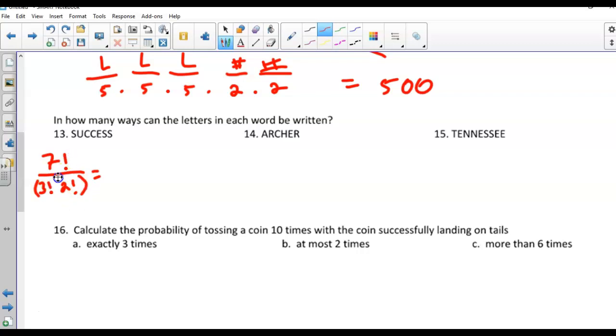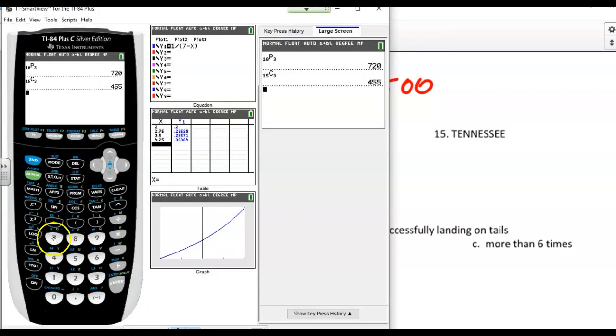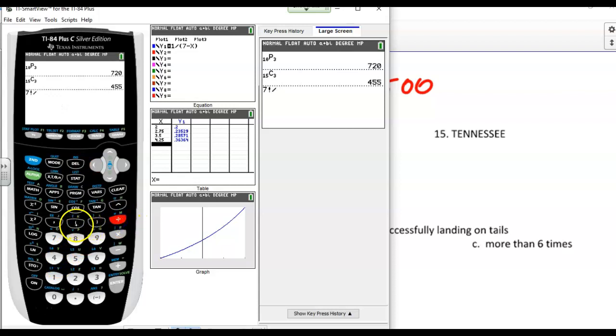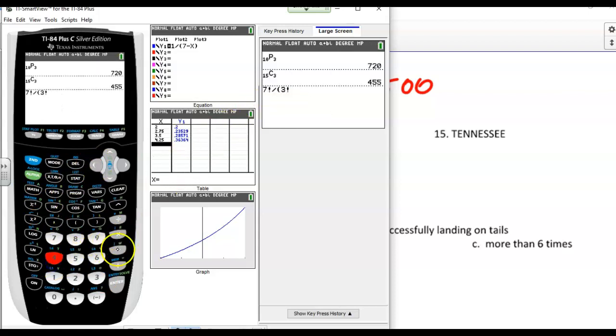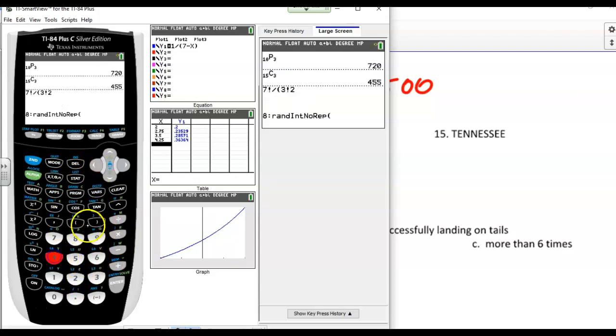When you punch this in your calculator, this is all calculator work. Let the calculator work for you. So you have 7, math, factorial, divided by 3, math, factorial right there, option 4, and then 2, math, factorial. That's 420 combinations right there.